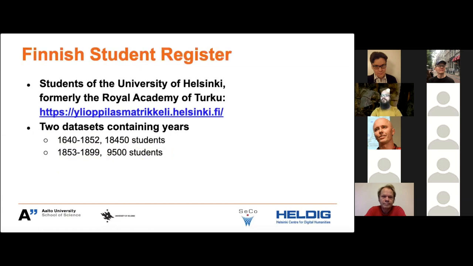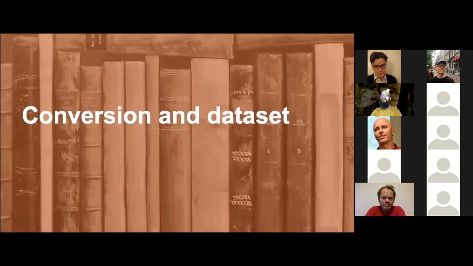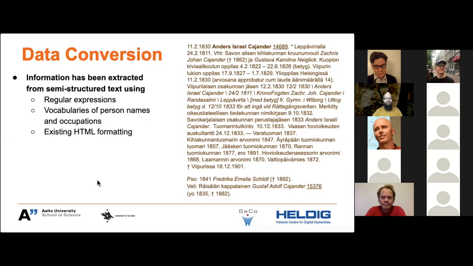The Finnish student register contains information about students of the University of Helsinki, which originally was founded as the Royal Academy of Turku, because for a long time it was the only university in Finland. We may say that the data contains most of the people with academic education in Finland between the years 1640 and 1899.